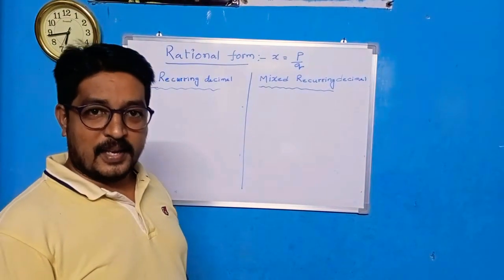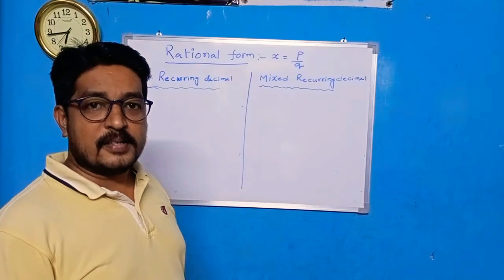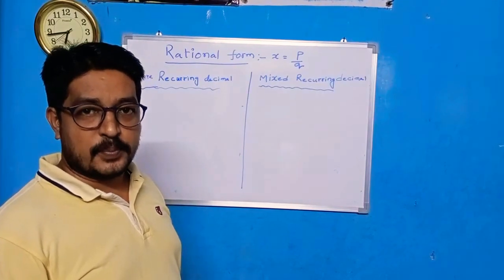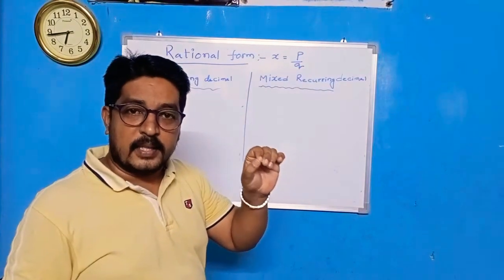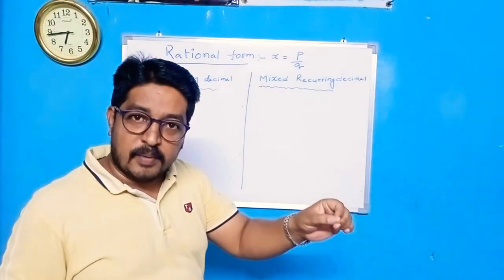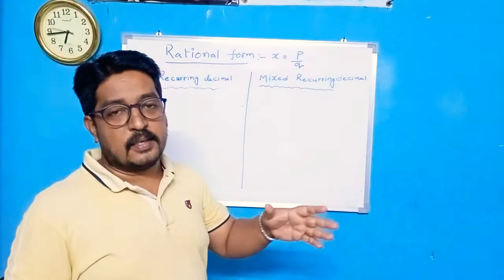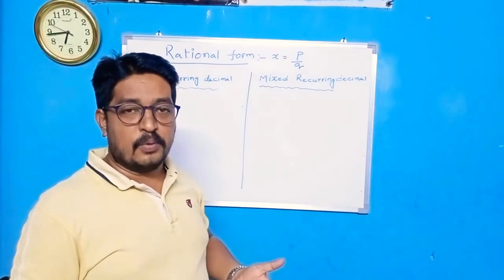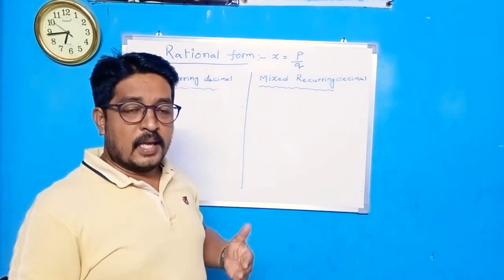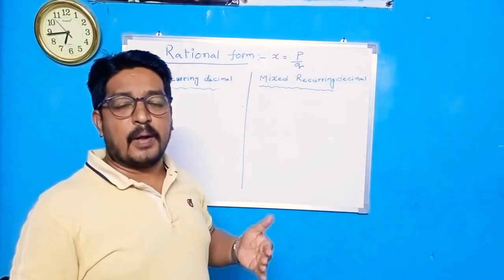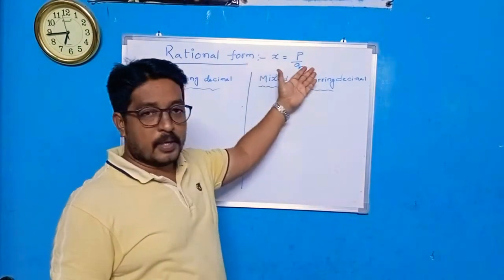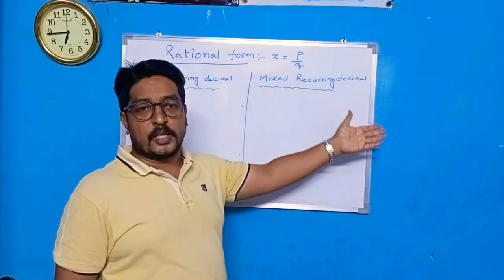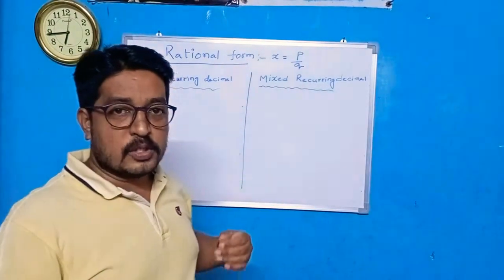Today my topic is rational numbers. A rational number means a number which can be expressed in the form of p by q. Decimals, either terminating or non-terminating recurring, which can be expressed in the form of p by q are called rational numbers. Some students are facing a problem: how to express pure recurring decimals in the form of p by q, and how to express mixed recurring decimals in the p by q form. I can use a simple technique now.